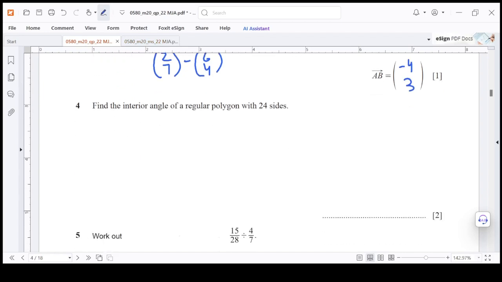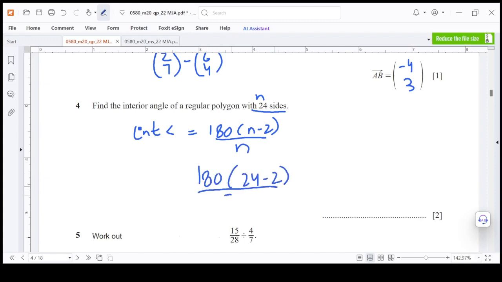Find the interior angle of a regular polygon with 24 sides. Formula for interior angle is 180 times n minus 2 divided by n. It's going to be 180 times 24 minus 2 upon 24. Now remember, this is paper 2, so you cannot use a calculator. Okay, let's cancel with 3 first. So this would be 4 and this would be 30.